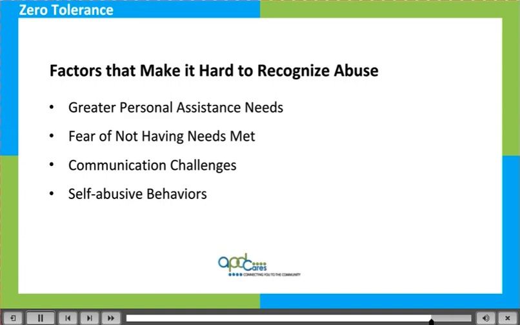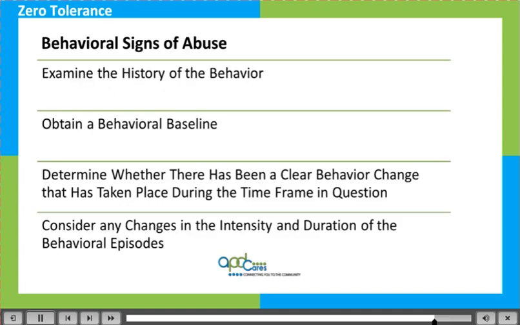Self-abusive behaviors. Some individuals with developmental disabilities who have behavioral or cognitive impairments may engage in self-abusive behaviors, or are prone to accidental injury. This makes it more difficult to identify abuse, neglect, or exploitation when it occurs for these individuals. The individual's behavioral signs of abuse may be interpreted as behavioral problems. The best rule of thumb for discerning behavioral signs of abuse, neglect, or exploitation is to know what normal behavior is for the particular individual.